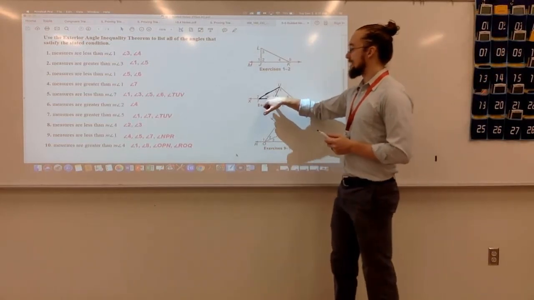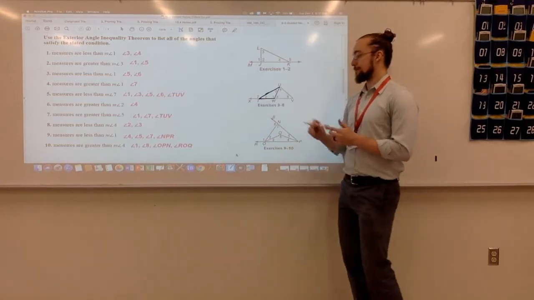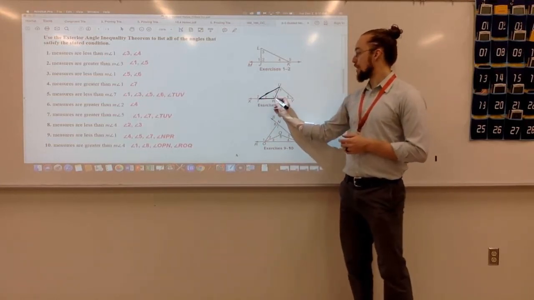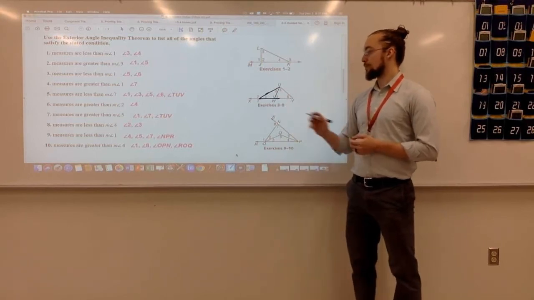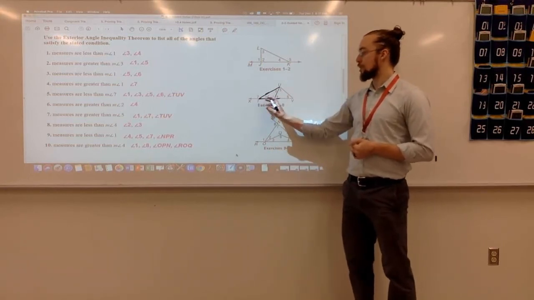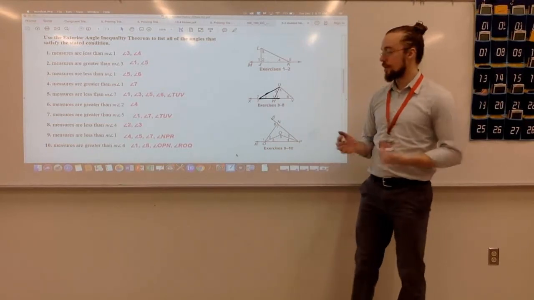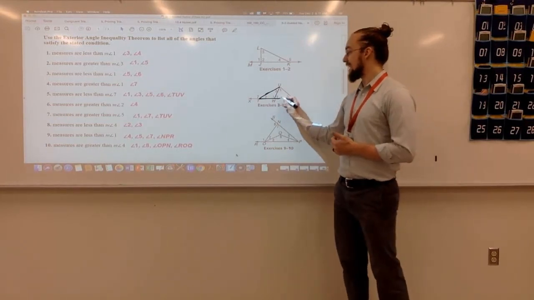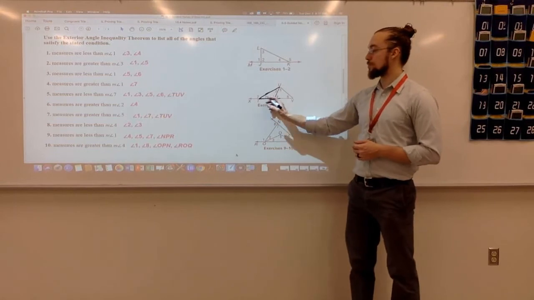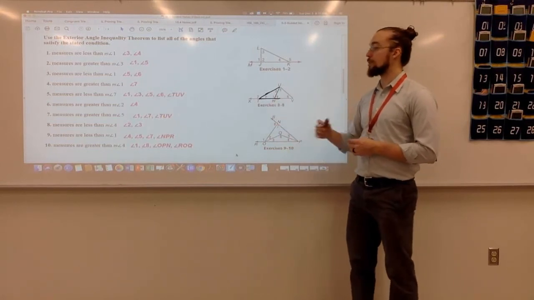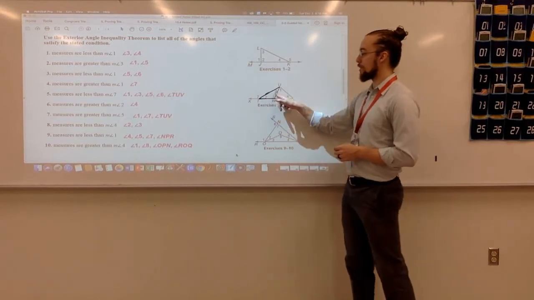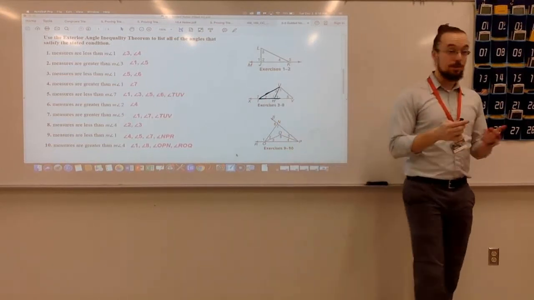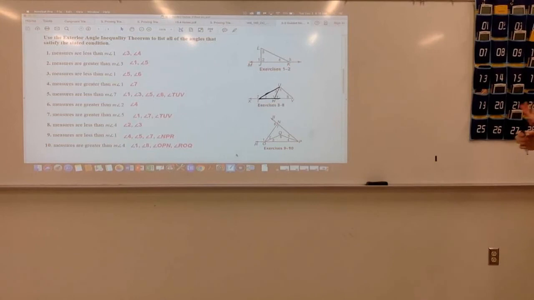Angle 2 is inside of this triangle here. The only non-adjacent exterior angle is angle 4. Angle 7 is adjacent to angle 2, so we can't use that one. So the only non-adjacent exterior angle to angle 2 would be angle 4. So I know for sure that angle 4 is greater than angles 2 and 3. That's the only one I can see for sure in this diagram that would be larger than angle 2.